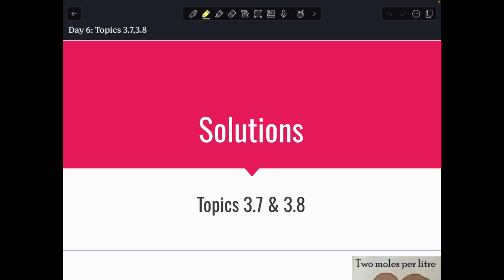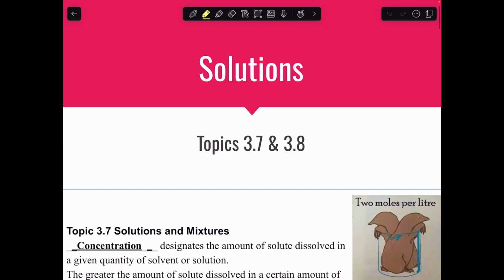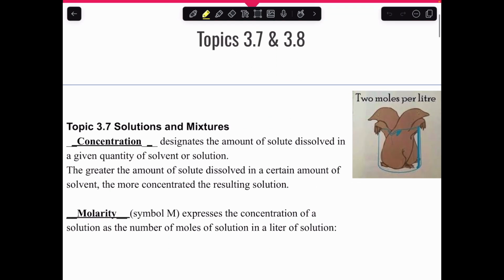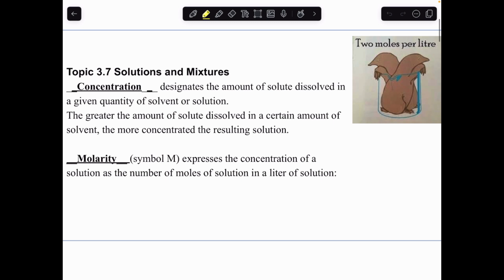Welcome to topic 3.7 and 3.8. Today we are learning about solutions. So what is a solution? A solution is what's formed when you mix a solute, which is a solid, and it's dissolved in a solvent, which is a liquid.